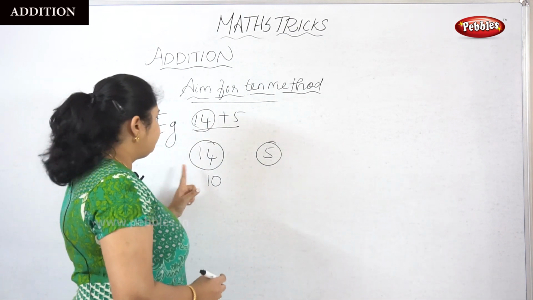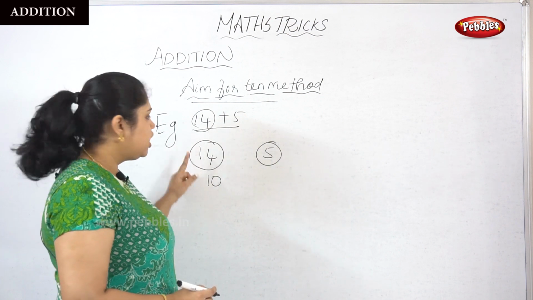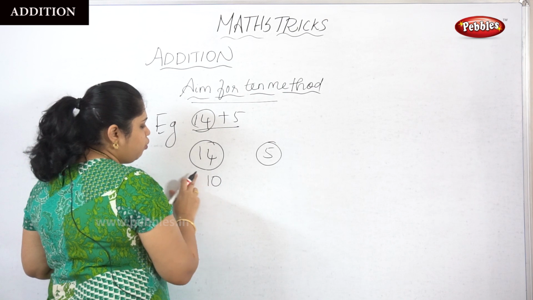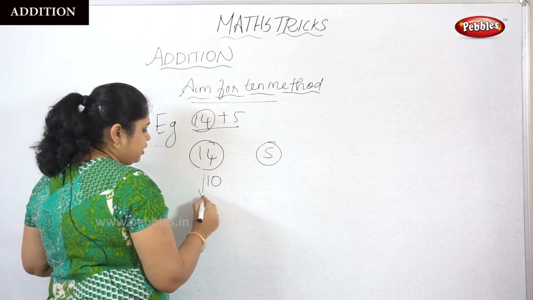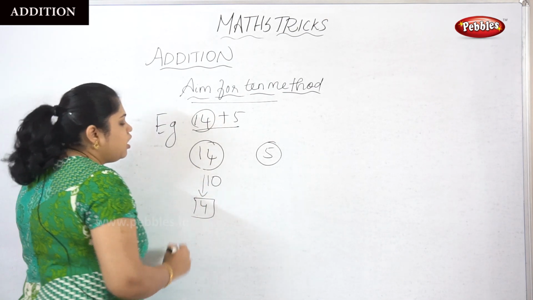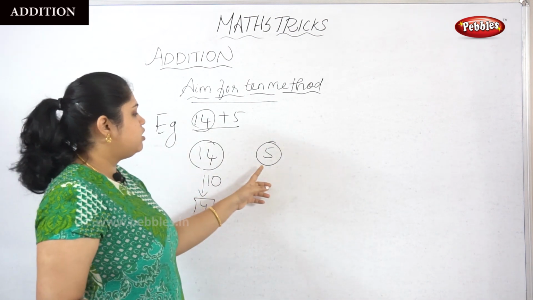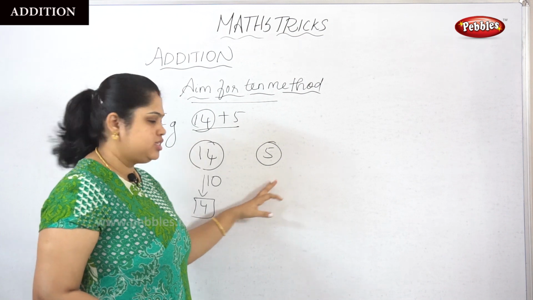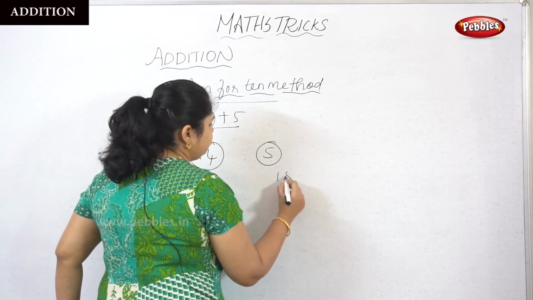For example, in the aim for 10 method, I have subtracted the 4 from the 14. Let's keep the 4 here. Then what is the second number? 5. So 10 plus 5 is equal to 15.